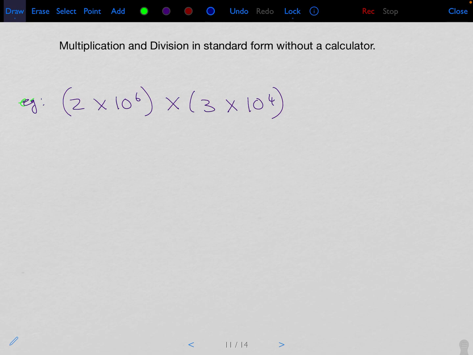The first thing that you would be expected to know is that you can change the order of multiplication as much as you feel like without changing the answer. So I can do that. Then I can go 2 times 3 is 6. That's not hard. And then you are supposed to know from the exponents section that this is 10 to the power 10. In other words, we've added the exponents. If you've got 6 tens and 4 tens, then there must be 10 of them in total. It is now finished. It's in full standard form. Nice and easy.